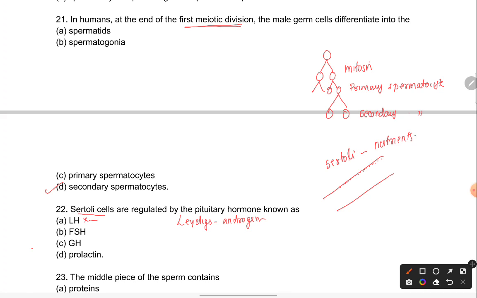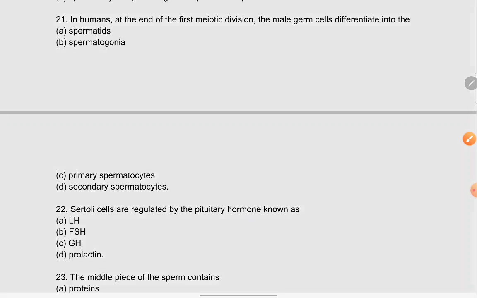And FSH. FSH is what? Follicle stimulating hormone. What is the function of follicle stimulating hormone in males? This follicle stimulating hormone stimulates Sertoli cells. Okay, so which is the correct answer? FSH is the correct answer. GH is growth hormone, which helps in the growth of the body. Prolactin is the hormone which regulates milk production. So the correct answer is FSH, or follicle stimulating hormone.